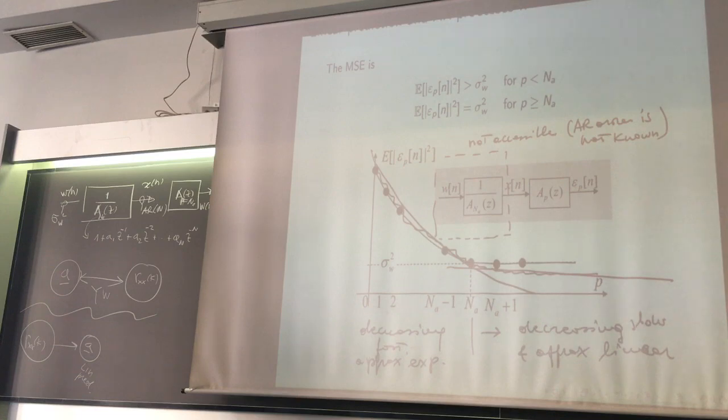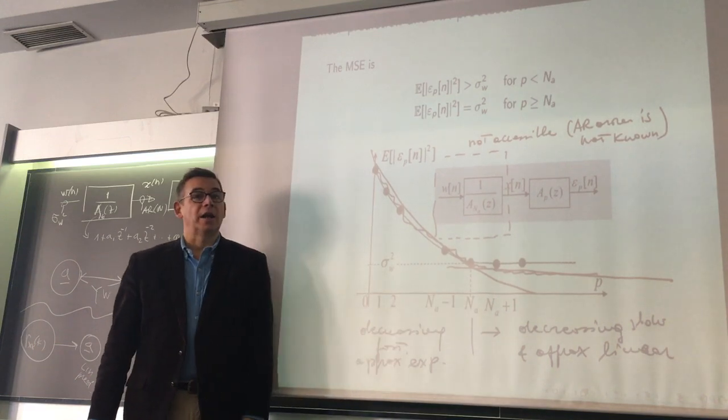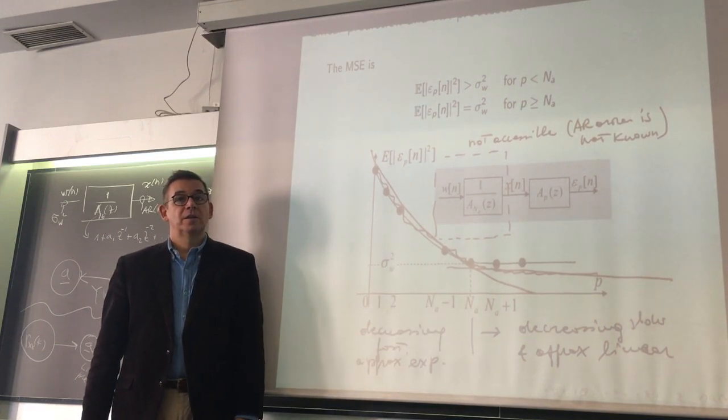So I don't get this one thing: if I have NA zeros and NA poles, should it be already the best I can get? If you have NA equals 0? No, if I have NA zeros and NA poles, okay, should it be the best I can get?